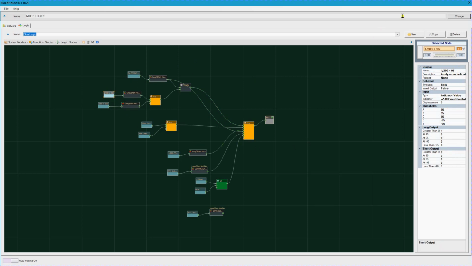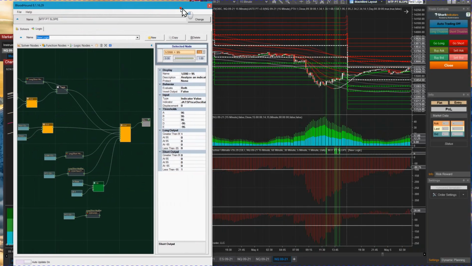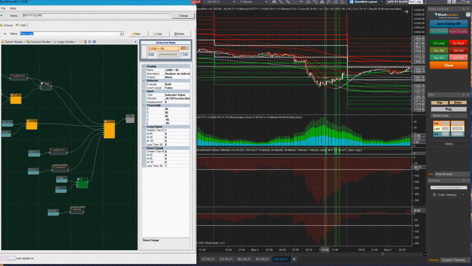Pretty simple stuff. Like I said, I'm not anywhere near his level. I don't code. I just use Bloodhound, but I understand the concepts. So once you get the concepts, just slapping it together, however you can do it. I mean, that's all that matters, right?